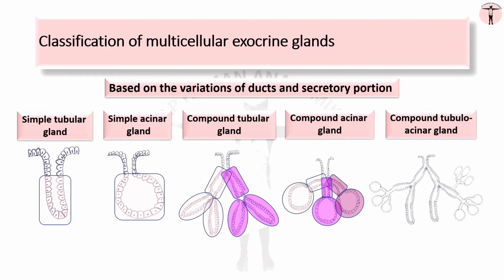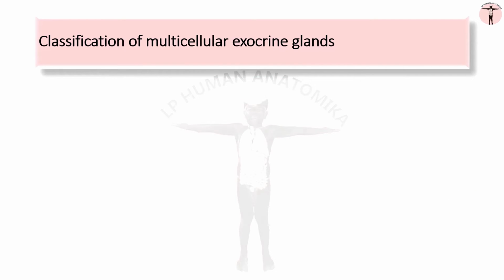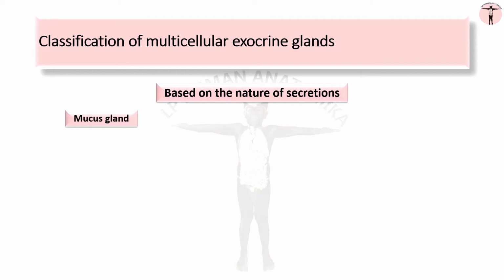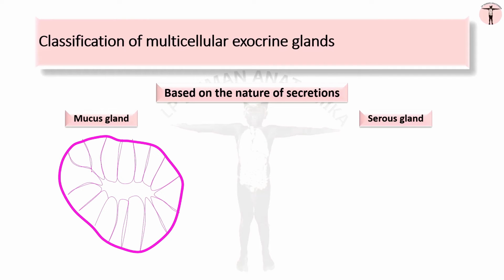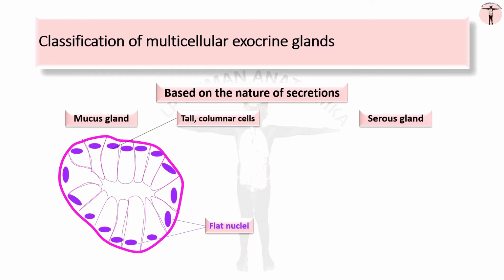Compound tubulo-acinar or tubulo-alveolar or racemose gland has both tubular and acinar secretory portions having their own ducts. Based on the nature of secretions, it is classified into mucus and serous gland. In the mucus glands, most of the acini are of mucus type. Cells of mucus acini are tall columnar in shape. Flat nuclei are present close to the basement membrane. The lumen of the mucus acini is larger than the serous acini.